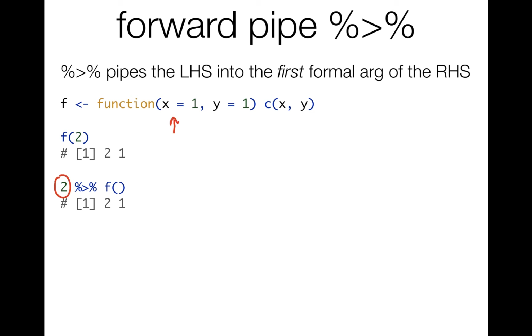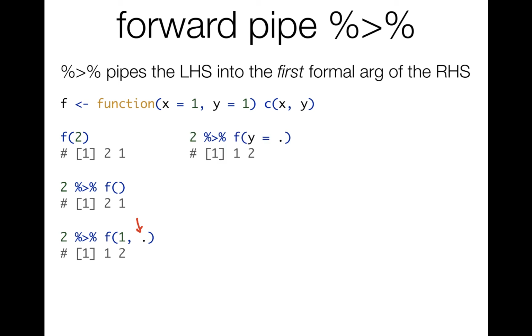Of course, the pipe is sufficiently flexible to pipe into other arguments also. For example, if I wanted the 2 to go in for y, I would just use the dot, as we see right there, and the 2 goes wherever the dot is. That's how the pipe works. Since in this function the x is defaulted to 1, I could simply say 2 piped into f where y equals dot. So that means f of 1, 2, and the return value of course is 1, 2.